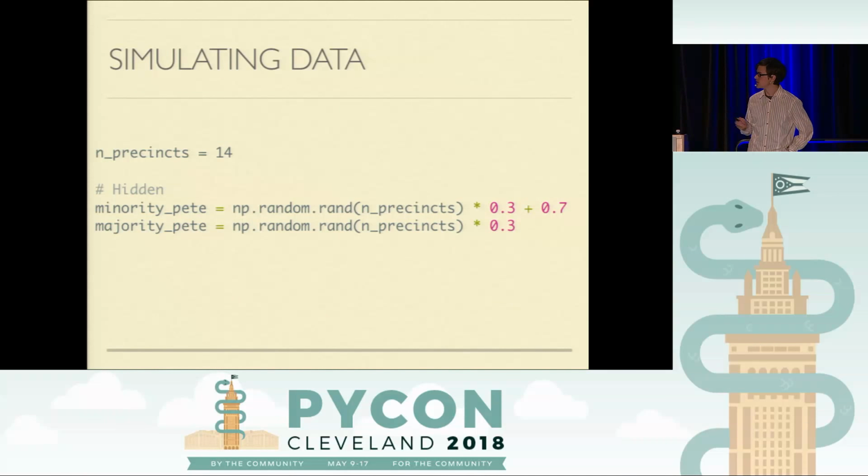The NumPy random module makes it easy to generate vectors of length 14. The minority vote for Pete will be between 70 and 100%. The average will be 85%. And the majority vote for Pete will be between 0 and 30%. And the average will be 15%. So this is a pretty simple setup. We're assuming that it's going to be polarized, and we should hope that our model can recover that fact.